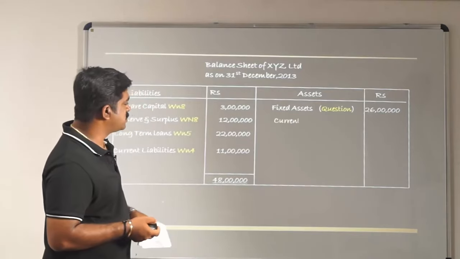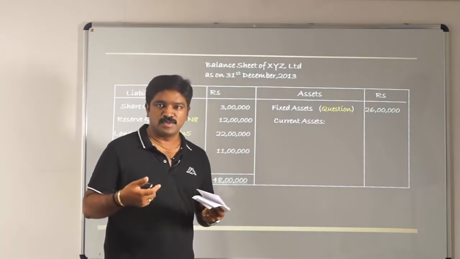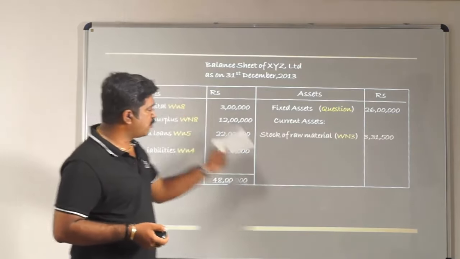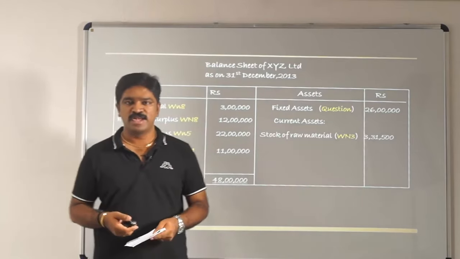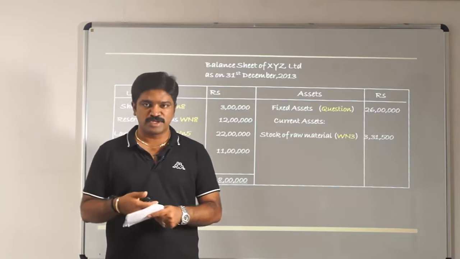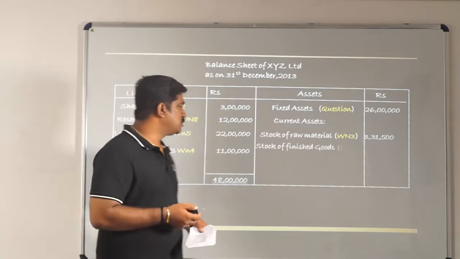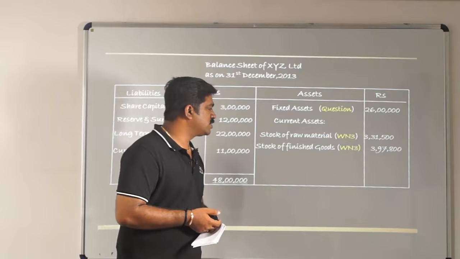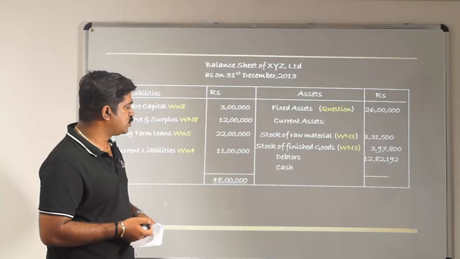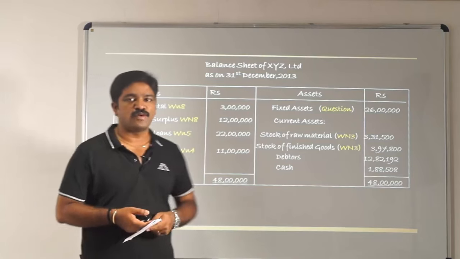Then we have current assets. In that, when you think of current assets, don't consider only the closing stock of finished goods. You also have closing stock of raw material. So stock of raw material should come first, 3,31,500. There is a possibility that you will exclude that item because it was excluded in trading account. Actually, it was not excluded in trading account, it was adjusted in raw material consumption. That you have to keep in mind. Then comes stock of finished goods, which is 6% of works cost, 3,97,800. Then we had debtors, 12,82,192, and finally the cash balance 1,88,508, and the total is 48 lakhs.